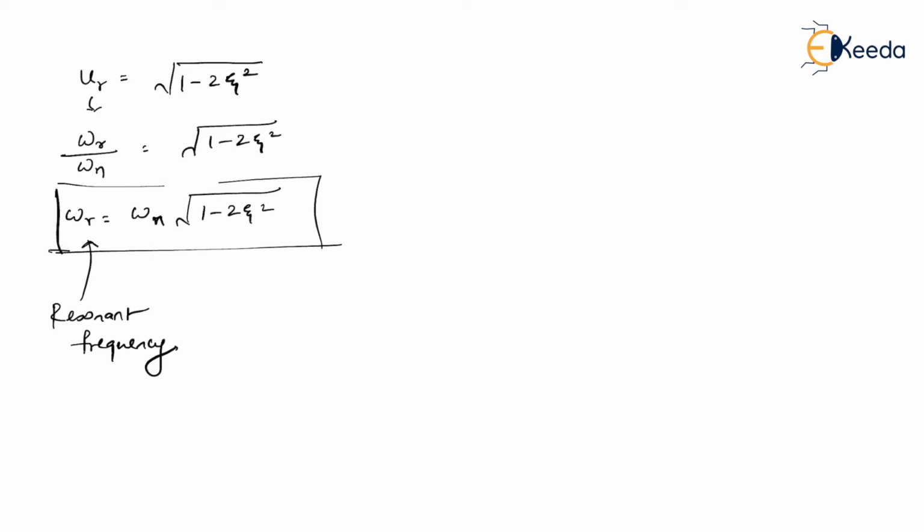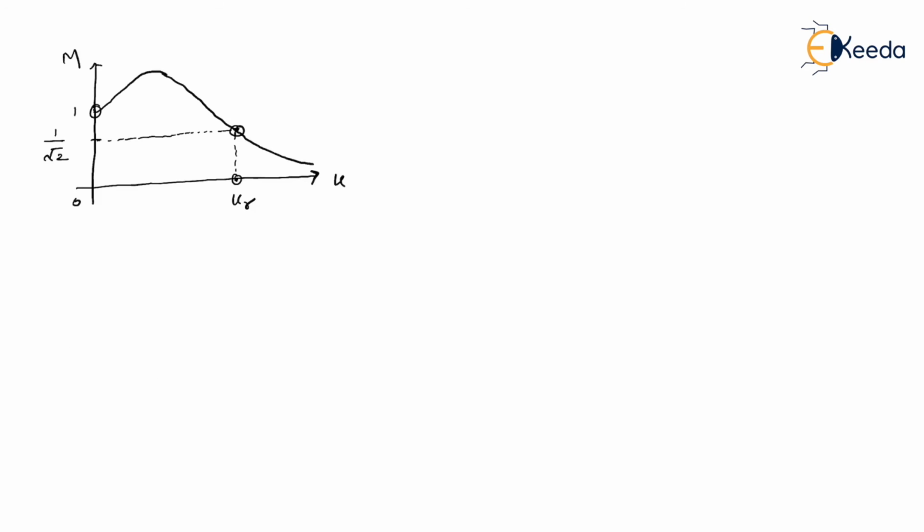Now let me tell you, here we have to define the critical value of zeta. If you remember in time domain, we used to say that zeta equal to 1 is defined as the critical value of zeta. But here, let us try to determine what could be the critical value of zeta. What does that mean? At frequency equal to UR, can I say that the magnitude becomes 1 by root 2?